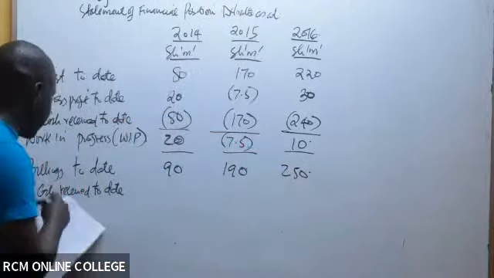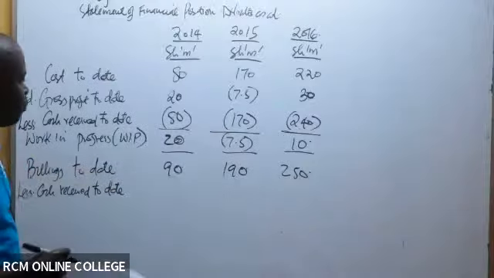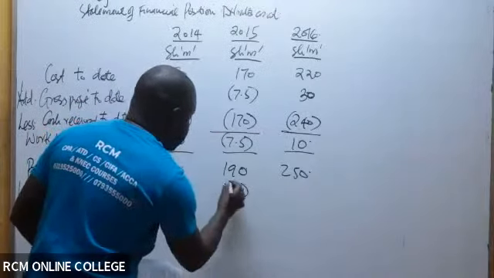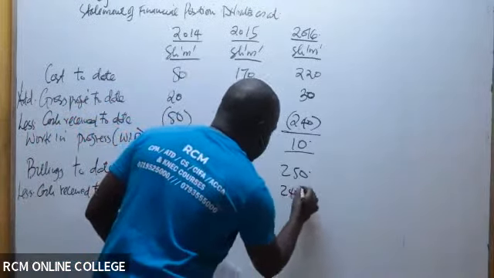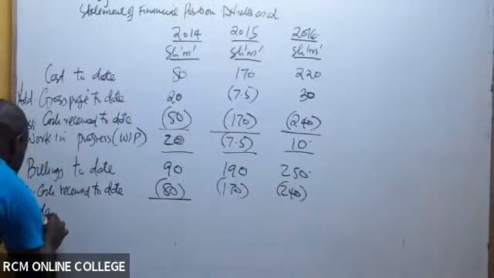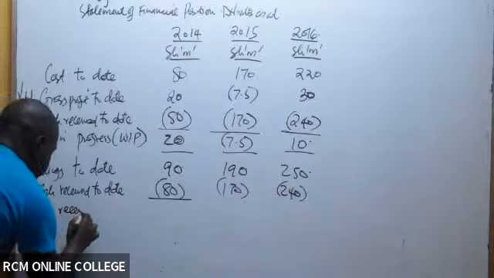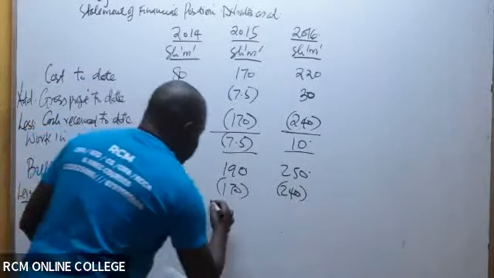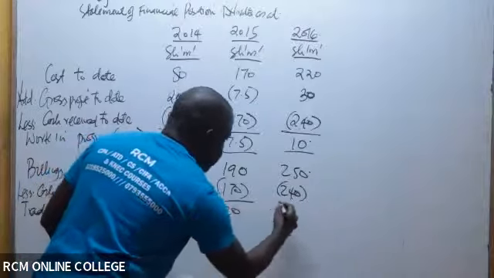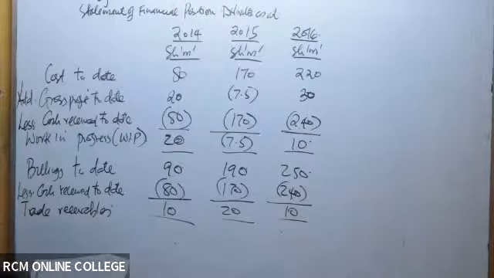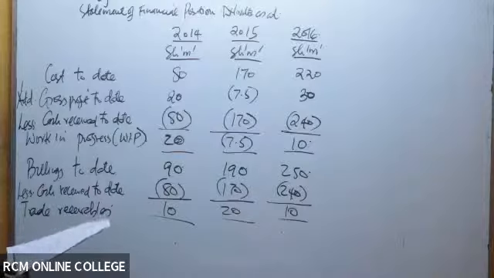250. So in this case, for the cash received to date, which you've already computed, this one is 80, this one is 170, this one is 240. And therefore, our trade receivables here will be 10, this one will likely be 20, and this one will likely be 10. So that's what you'll be able to recognize as trade receivables in the statement of financial position extract. So it will be 10, 20, and 10.